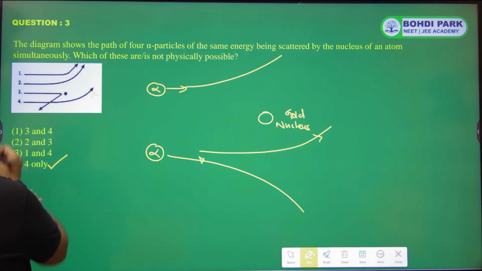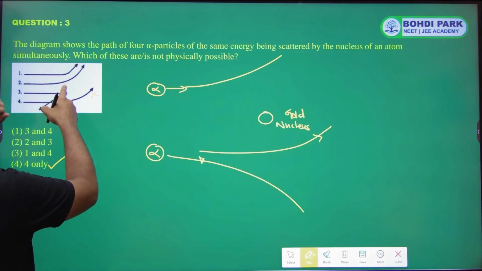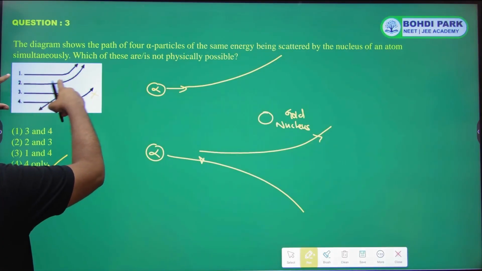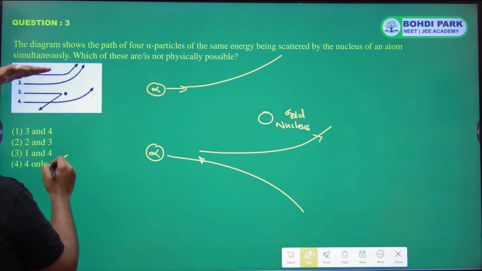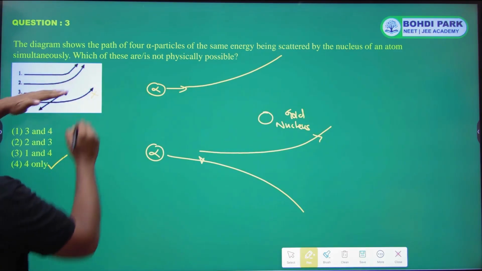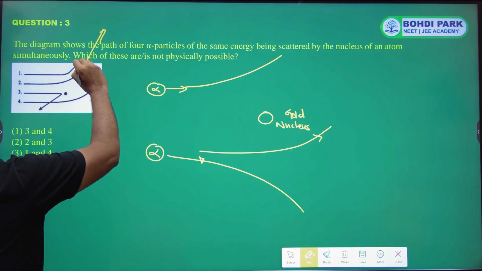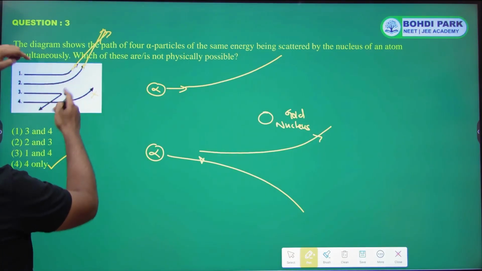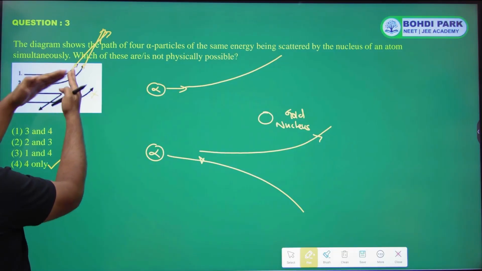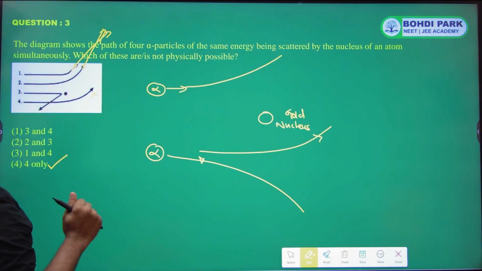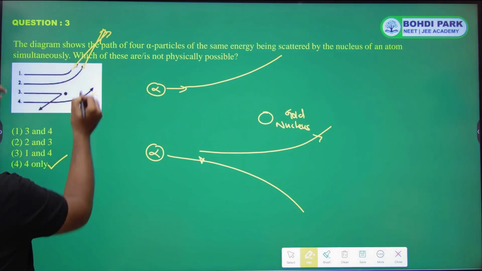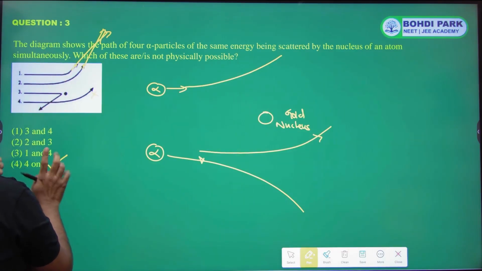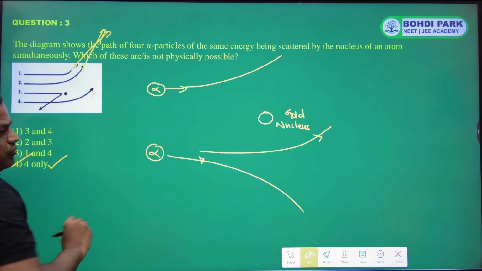And if you observe 1 and 2, both are possible, but maybe they are talking about the deviation. For 2, the deviation is somewhat like this, and for 1, the deviation is like this. If we consider the deviations, then first is also wrong, but it is not very clear from these diagrams. So let's consider only 4 is not physically possible. So let's consider the fourth option.